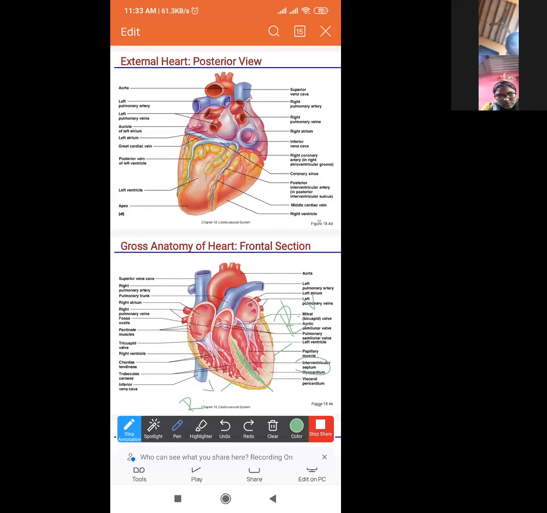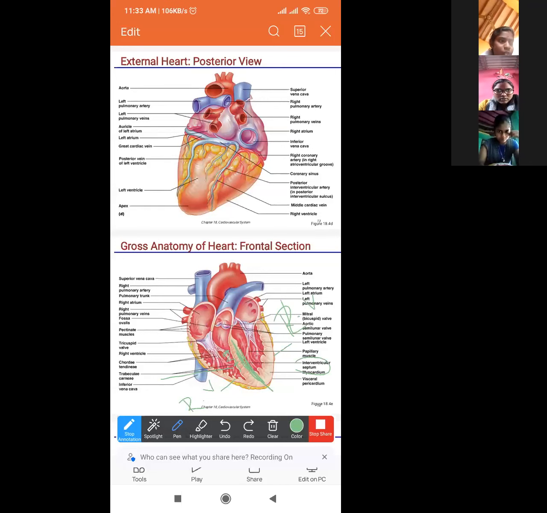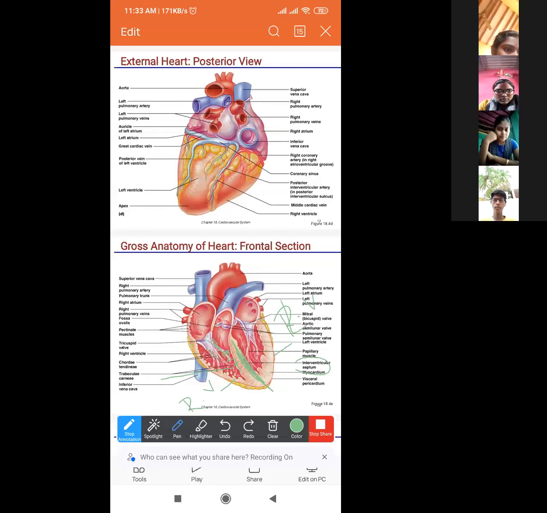And trabeculae carneae are there like this. We will call it trabeculae carneae. Chordae tendineae, the tendons, are there. We will call it chordae tendineae. Okay. So you know all the parts.